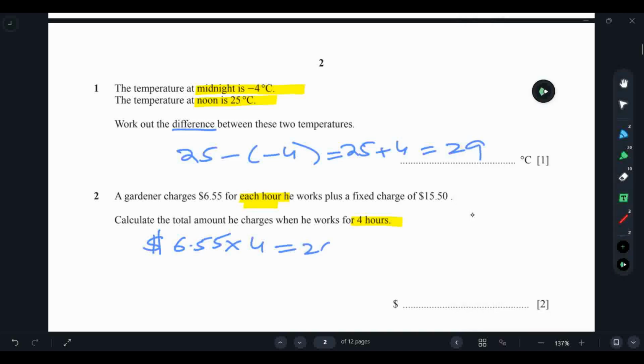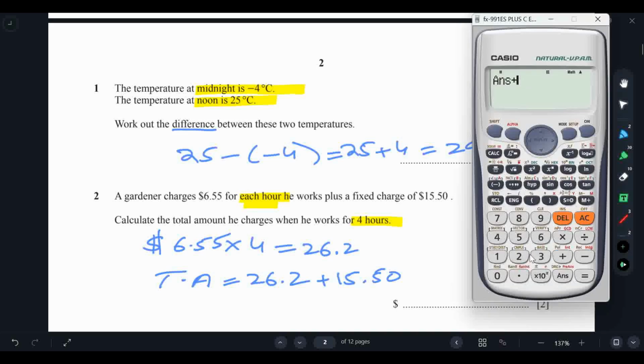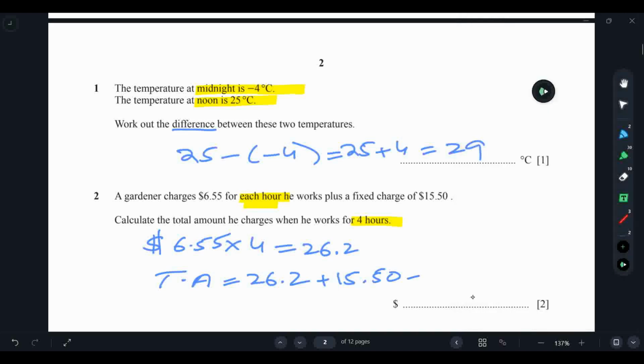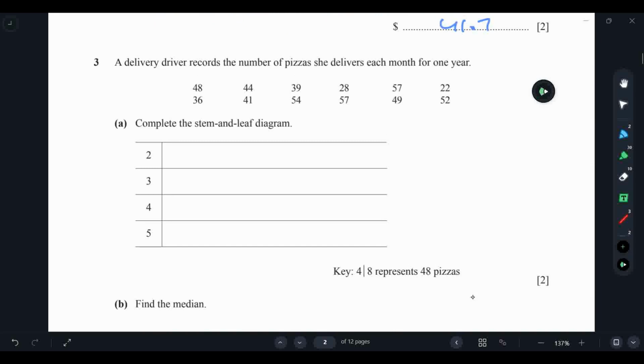So we need to find the total amount. The total amount will be equal to 26.2 plus the fixed charge, 15.50. If we add it, the final answer will be 41.7. So we need to write it over here, 41.7. Let's move to question number 3.